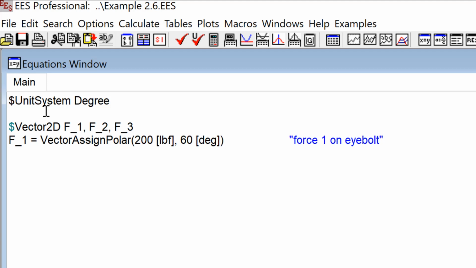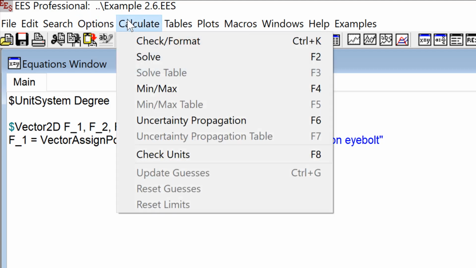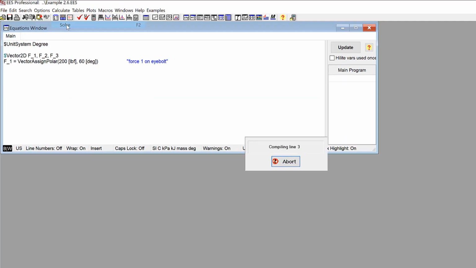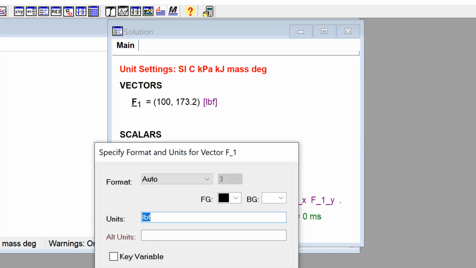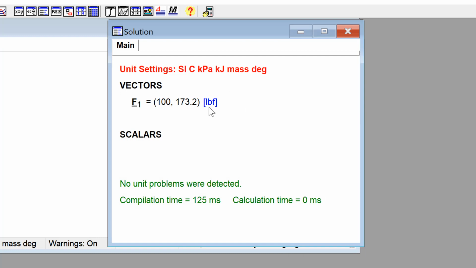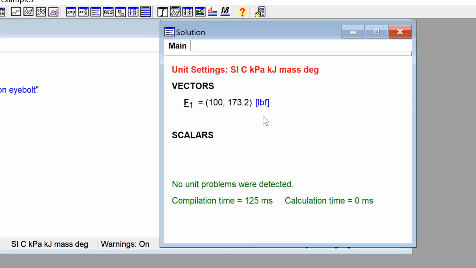And at this point I probably should solve. So calculate, solve. You can see that this is also accomplished using the shortcut key F2. And here's my vector, with its x component, y component, and units of pounds force based on the unit that I set here. If I want to, I can just right click on it and hit OK, and you can see the purple suggested unit goes to blue to say that that's the actual unit. So that's good. Let's move on to F2.